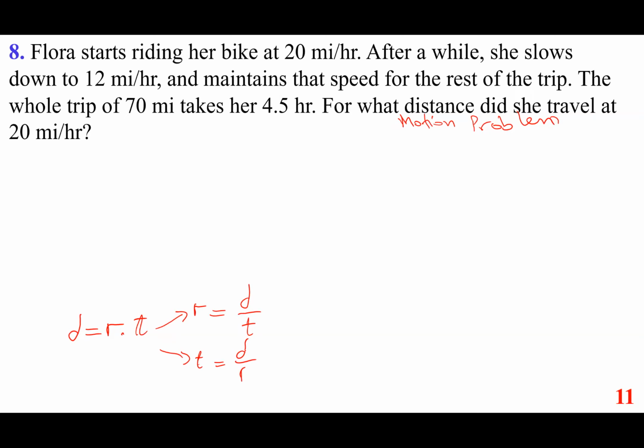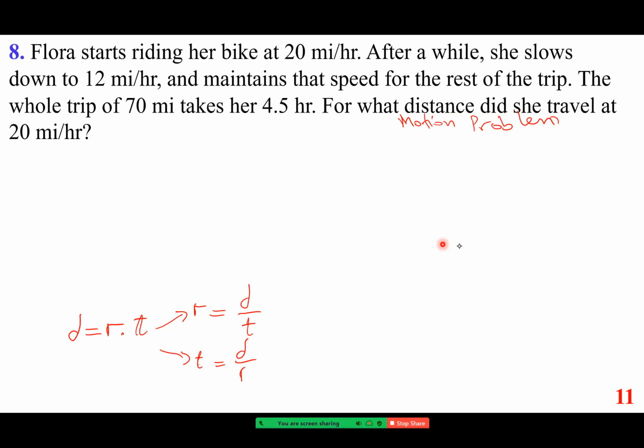So anytime we have a motion problem, the best course of action is to come up with a proper table. So I want to show you how the table works. D equals RT. Remember what we are doing here? We are starting at a certain speed, 20 miles per hour, and then we go down to 12 miles per hour. So the table starts looking like this, starting, after a while, and the total, here's the rate, here's the time, here's the distance. And we are going to fill up this table with everything that we can here.